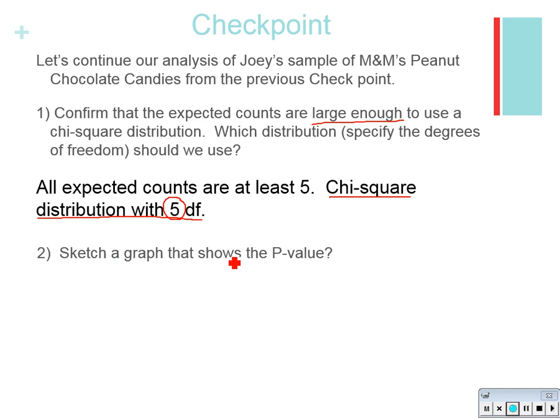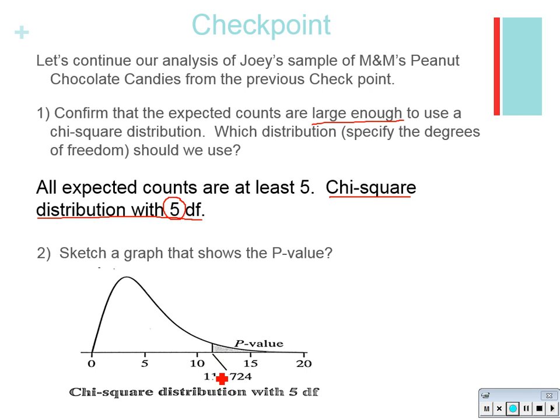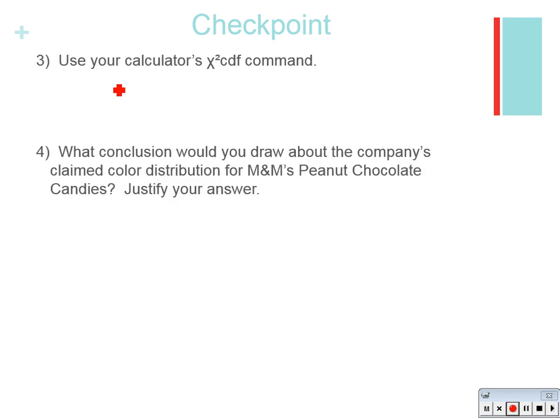Then it says to sketch the graph that shows the p-value. For this, the chi-square statistic ends up being 11.3724, and I'll show you how to get that on your calculator in a moment. This shaded area right here under the chi-square curve represents the p-value for this particular problem. And then question 3 says, use your calculator's chi-square CDF command.